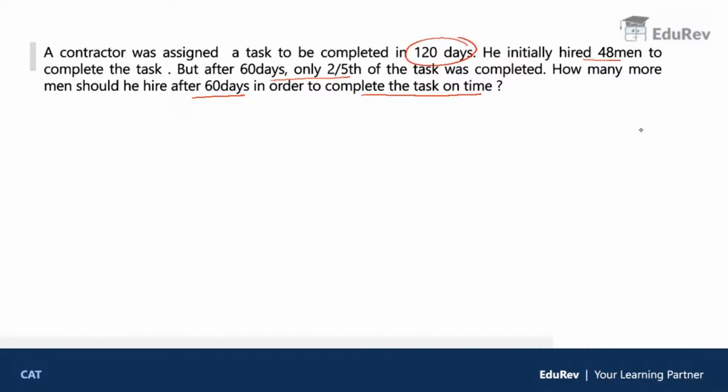So in this case, we are going to use the MDH concept. Okay, we know M1 D1 upon work 1 is equal to M2 D2 upon work 2. We are not going to take the hours because hours is not given. So initially, understand, we had 48 men. So they completed how many days? So we are just going to talk about this, not the total time.